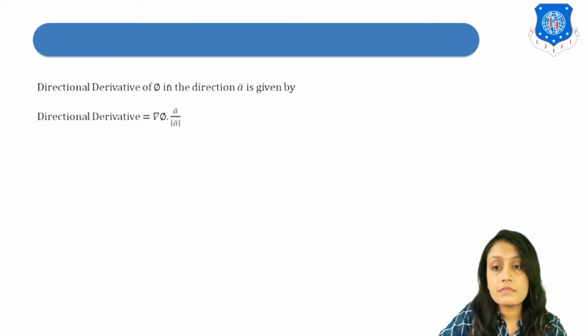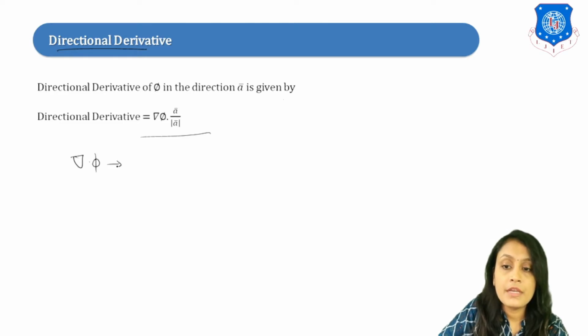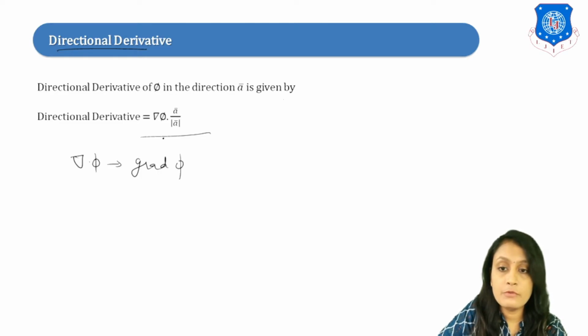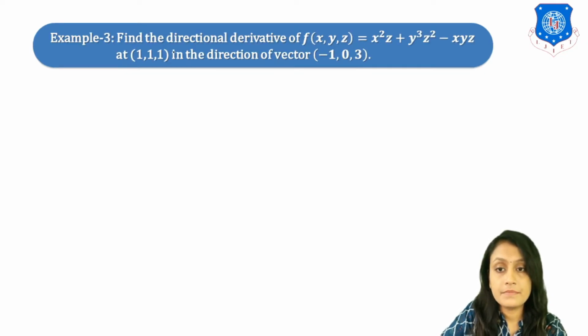Now let's begin with another topic, that is directional derivative. The directional derivative of phi in the direction a bar is given by the formula del phi dot a bar upon its magnitude. Del phi is the gradient of phi. So we have to find the gradient of phi and then multiply it with the direction upon its magnitude. In this way we can find directional derivative. This is the formula to find directional derivative. Now let's begin with the example.